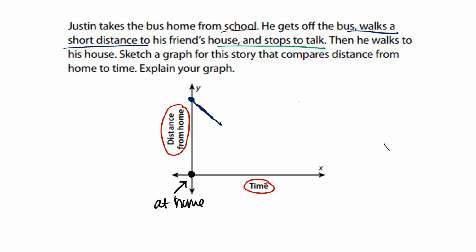Then he's going to stop to talk at a friend's house. That stopping is represented by a straight horizontal line. Then he walks to his house. So then he walks home. And again, at this point down here at the bottom, at 0, our 0 line here is going to represent being at home.